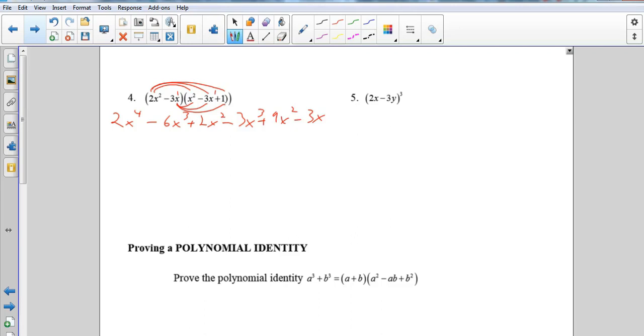Now we look and see if anything will combine. So we have x to the 4th, x to the 3rd, x to the 3rd right there. We have x squared and x squared. So 2x to the 4th, standard form, descending order. Negative 6, negative 3 is negative 9x cubed. 2x squared plus 9x squared is 11x squared. And then just the minus 3x. Final answer.